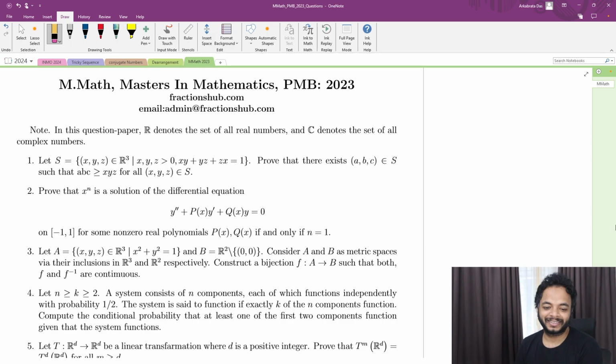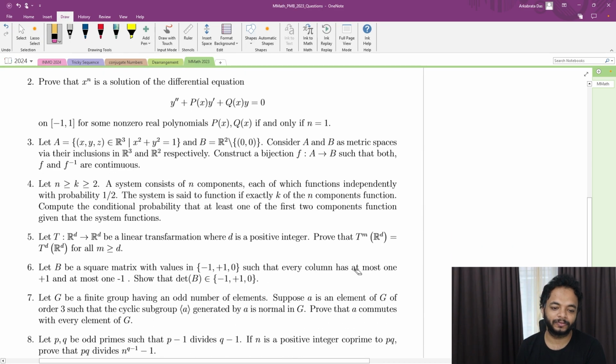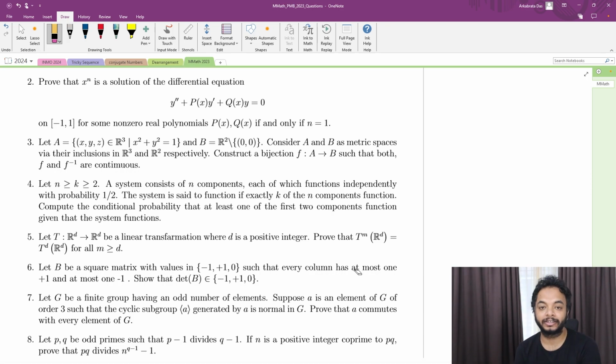Everyone, in this video we are going to discuss the second problem which came in MMath 2023. The problem says: prove that x to the power n is a solution to the differential equation y'' + p(x) y' + q(x) y = 0 on the closed and bounded interval -1 to 1, for some non-zero real polynomials p(x), q(x), if and only if n is equal to 1.